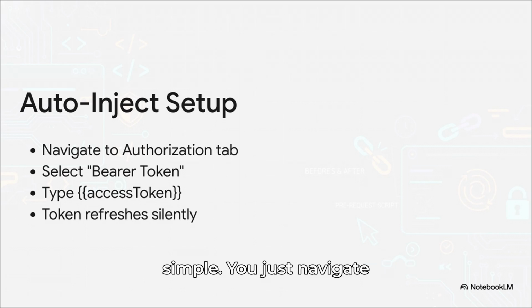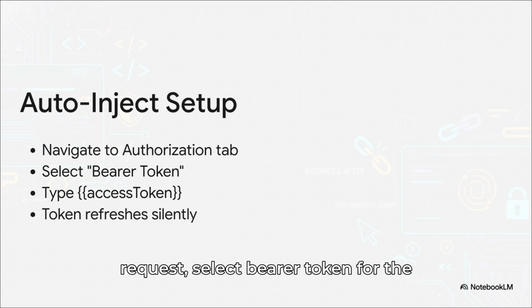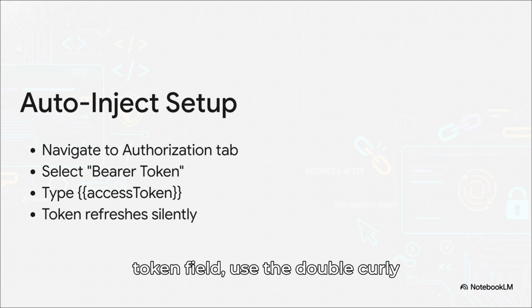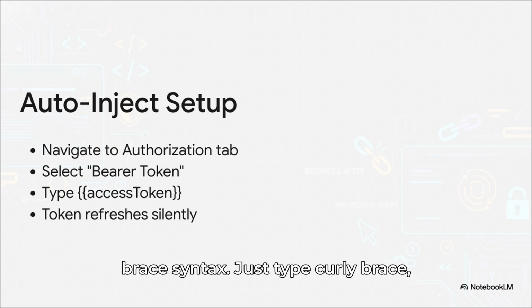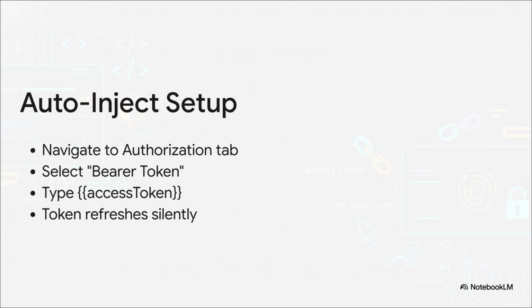Luckily, it's incredibly simple. You just navigate to the Authorization tab of your request, select Bearer Token for the auth type, and then in the token field, you use the double curly brace syntax. Just type curly brace, curly brace, access token, curly brace, curly brace. That syntax tells Postman, hey, dynamically pull whatever value is currently sitting in that environment variable.